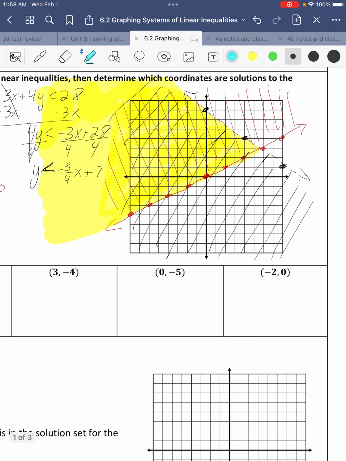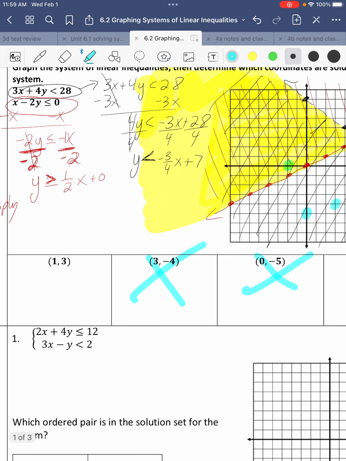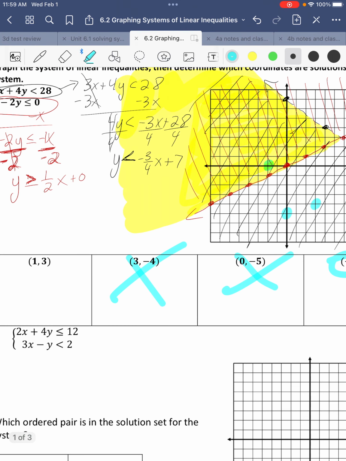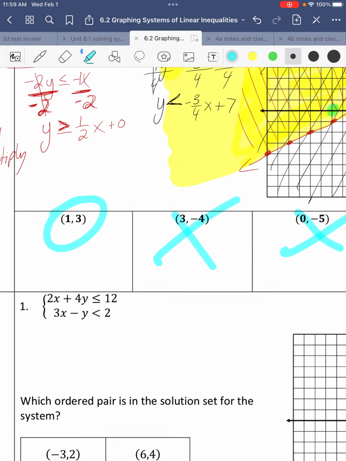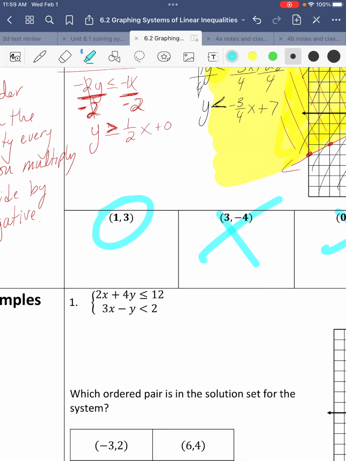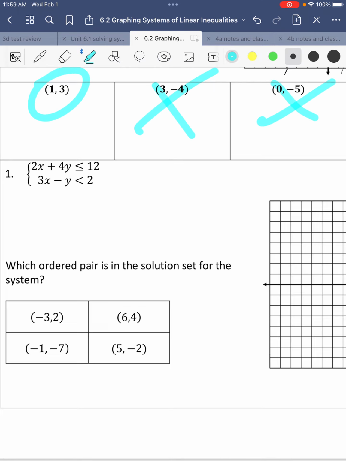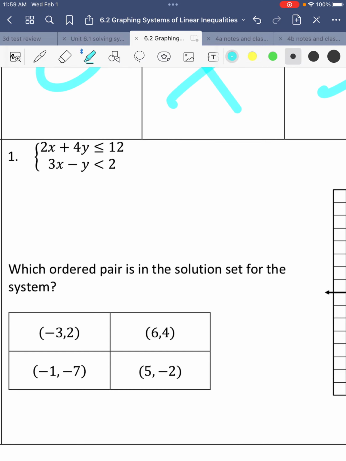So now we're going to look at which of these coordinates are solutions. So 3, -4. No, that is not in the shaded area. So no. 0, -5. 0 left and right, down 5. No. -2, 0. Yes. And 1, 3. Yes, it's in the shaded area. Cool. You can also figure these out another way, but we'll just do it this way.